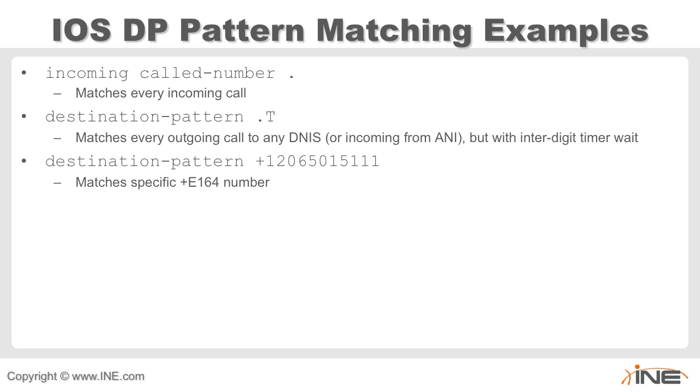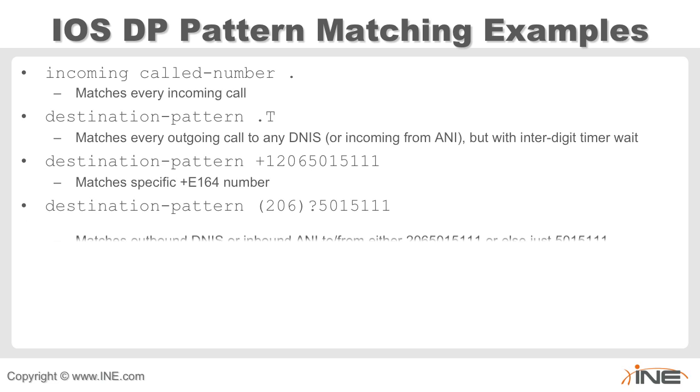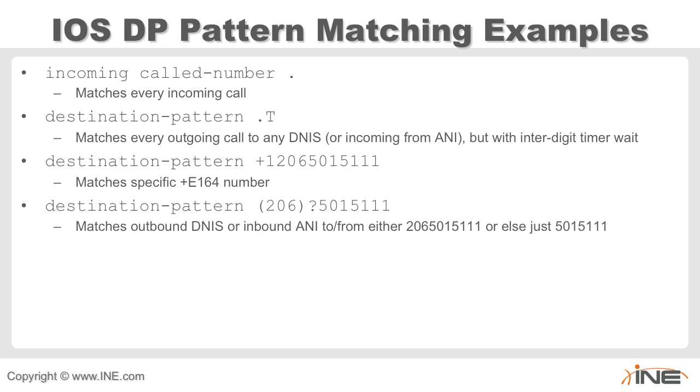Destination pattern plus 1, 206, 501, 5111 matches a specific plus E164 number. Here's a good example of the parenthesis and the question mark. So destination pattern, parenthesis 206, parenthesis, question. Now what did question represent? We had 3: plus, question, and percent.